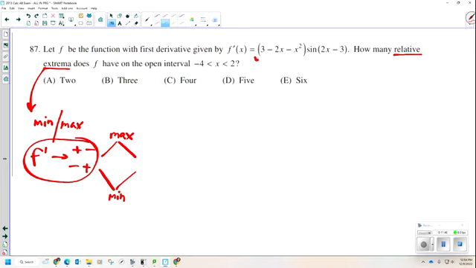So I want to see where my signs change for the first derivative. And they give me the graph of the first derivative. Okay? So I've just got to see where it crosses the x-axis, where it goes from above it to below it, or below it to above it.